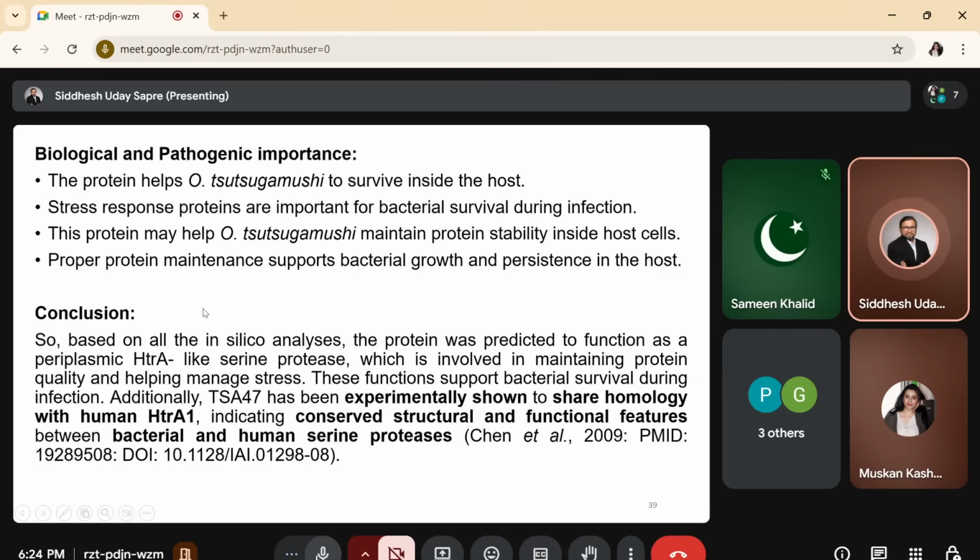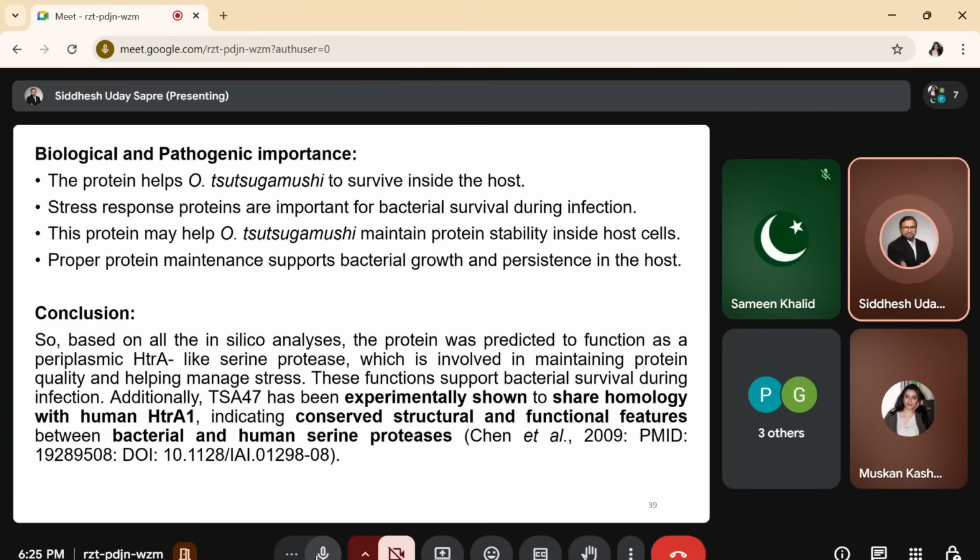So to conclude, based on all the in silico analysis, the protein was predicted to function as a periplasmic HtrA-like serine protease, and it is known to be involved in maintaining the quality of the proteins and to manage the stress which occurs for the bacteria while it is duplicating inside the human host. These functions support the bacterial survival during infection, which is very logical.